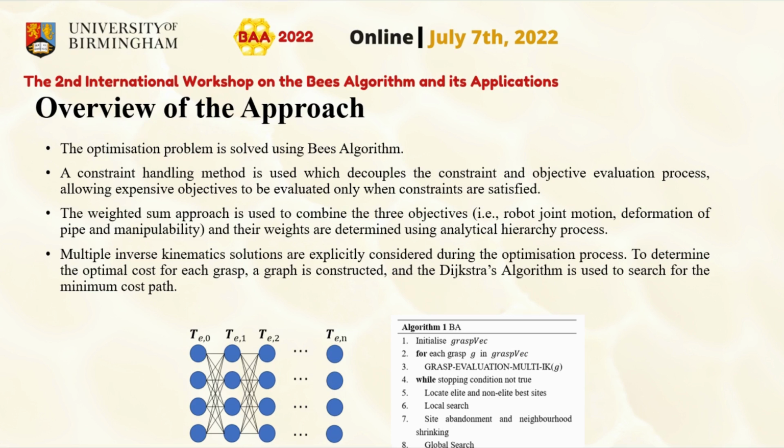In terms of constraint handling, we first evaluate whether the solution satisfies all constraints, and then only compute the objective for feasible solutions. This is beneficial since the deformation objective is very expensive to evaluate. We use weighted sum to combine the 3 objectives and the analytic hierarchy process to determine the weights.